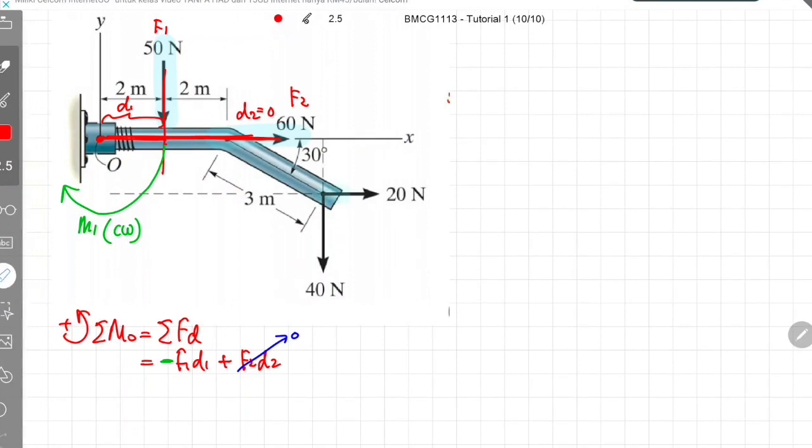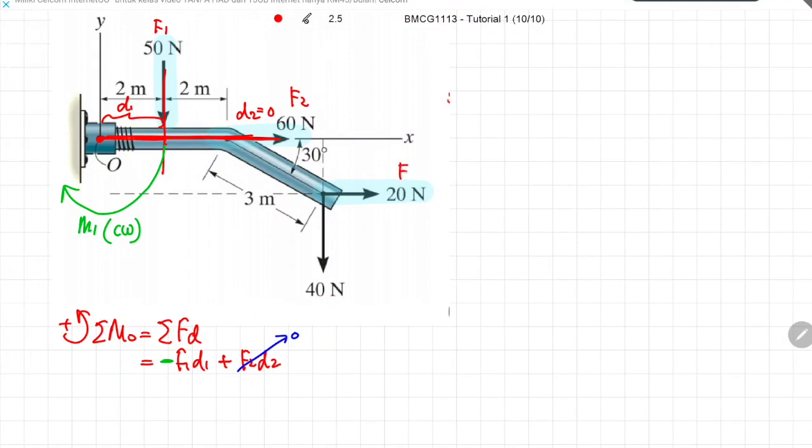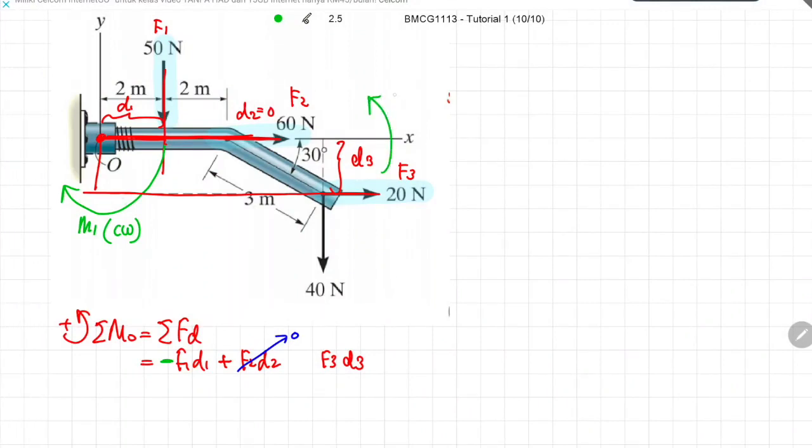Accordingly, we are going to repeat the same process for the third force over here. So we are going to call this 20 Newton F3. So the moment would be F3 multiplied with D3. So the distance which is perpendicular to the line of force is over here. F3, the direction of F3 is to the right. So there is a tendency for F3 to create a counterclockwise kind of motion along the O axis. Sebab dia counterclockwise, so the magnitude of the moment for the third force would be positive.